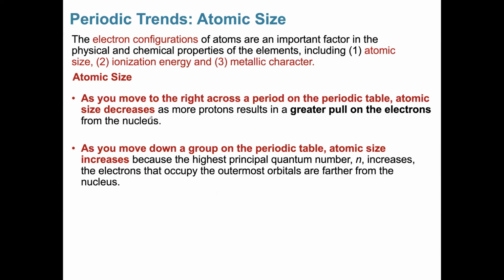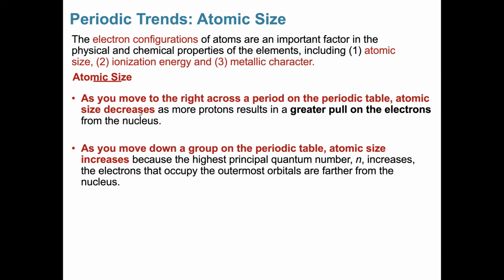Atomic size is the average size of an atom measured experimentally. Usually it's categorized by the radius of an atom. As you move across the same period to the right, the atomic size decreases. This is because going left to right, the atoms have more protons, and more protons result in a greater pull on the electrons from the nucleus, making the atoms smaller. So going left to right across the same period, the atomic size decreases.